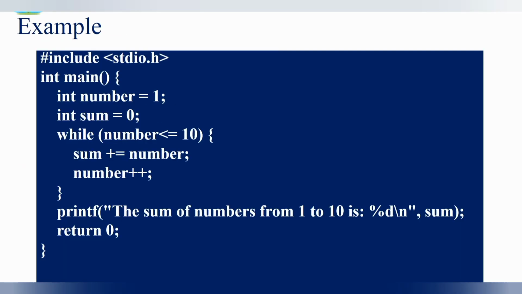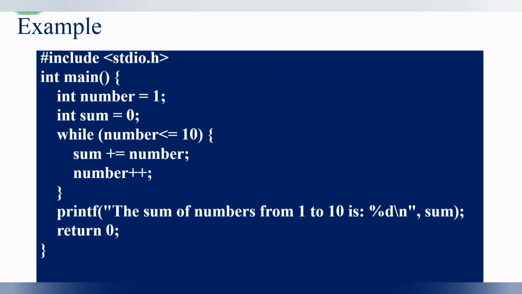Here is an example C program using while loop. The code begins by including the necessary header file stdio.h, which is required for input and output operations. The main function is the entry point of the program. Two variables are declared here: number, to keep track of the current number being added to the sum, and sum, to store the cumulative sum of the numbers. The while loop is set up with the condition number less than or equal to 10, which means the loop will execute as long as the number is less than or equal to 10.